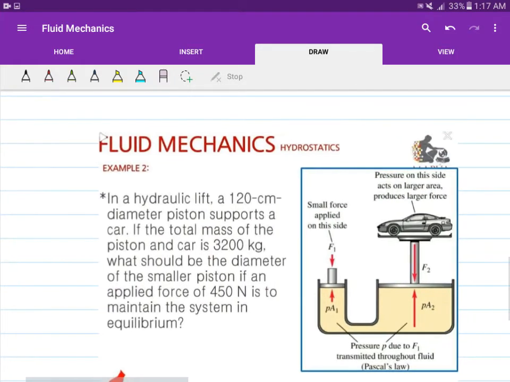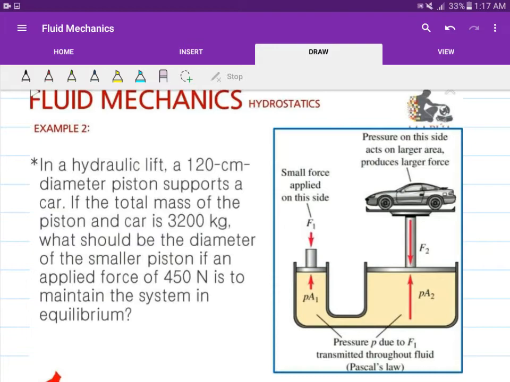So let's try to solve an actual example here. In a hydraulic lift, a 120 centimeter diameter piston supports a car. So this is the 120 centimeter diameter piston that supports a car. If the total mass of the piston and the car is 3,200 kilograms, what should be the diameter of the smaller piston, this one, if an applied force of 450 newtons is to maintain the system in equilibrium?